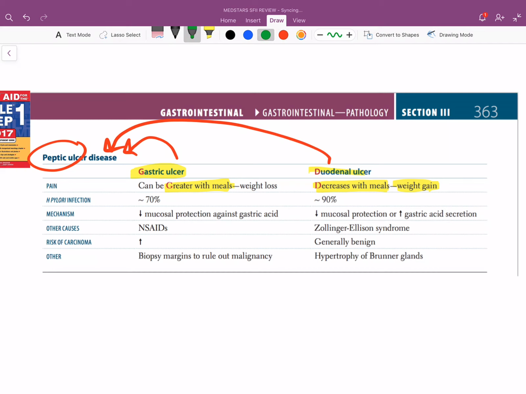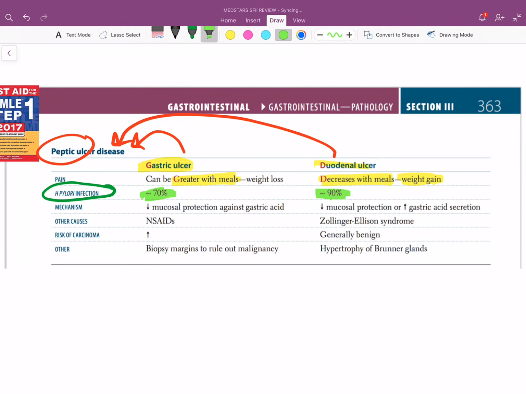And check this out. I said Helicobacter pylori infection is responsible for 90% of duodenal ulcers and 70% of gastric ulcers. For gastric ulcers, other causes include NSAIDs. Remember what NSAIDs do?